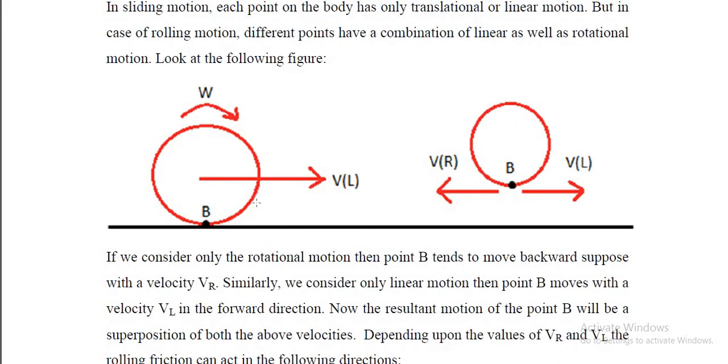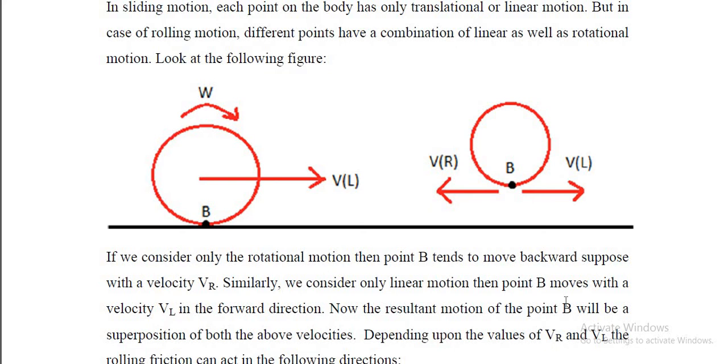So consider this figure. There is one rotating ball or object. In the first figure, the body is in translatory motion, so the body only slides. But in figure B, the body is in translatory as well as rotational motion. When the body rotates, this is called rotational motion, and when the body only slides, this is called translation motion.